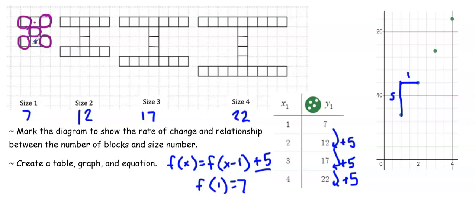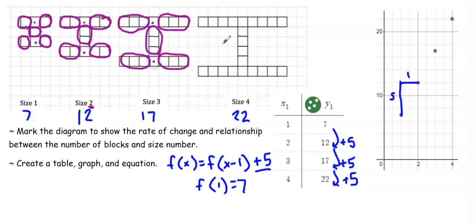Let's see if the same relationship happens when the size is 2. So now I'm looking for groups of 2. There's a group of 2. Here's a group of 2. There are 5 groups of 2 plus 2 extra blocks. Here I have 5 groups of 3 plus 2 ones, and 5 groups of 4 when the size is 4.